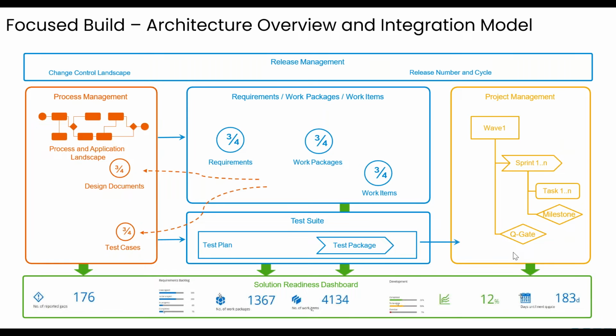From an architecture overview perspective, and how this fits within the Activate methodology, in Focus Build you primarily have a simple capability, which is process management. This is where you will manage all of your business processes, including any type of design documentation, test cases, and process flows. So this is where your business process hierarchy will live, for example, and the scope for a specific release that you are going to deliver.